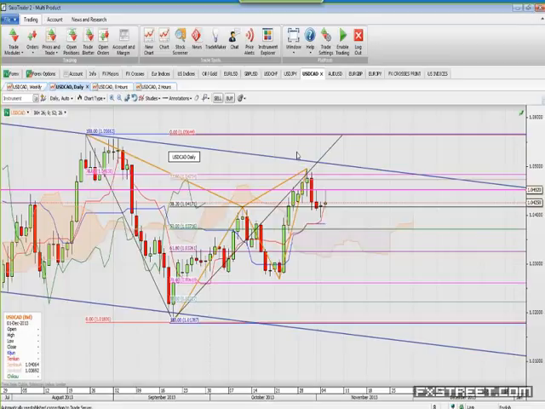Again, going back to an ABCD formation, because again, this might just be corrective in between 50 and 61.8%. So even though we've got short of the pair, we're not looking to outstay our welcome to the downside.